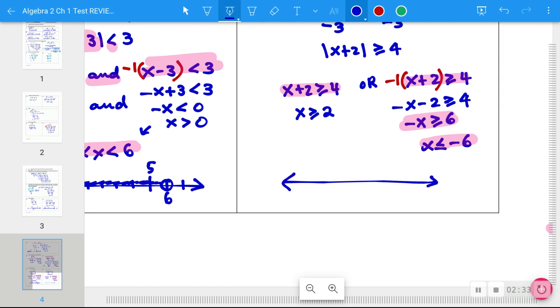We're just going to graph the numbers that are bigger than 2 or smaller than -6. So I'll put 0 there and go 1, 2, 3. We want to be bigger than or equal to 2. And smaller than or equal to -6. And there you have it. You have an OR graph. The OR graphs, they go in opposite directions like that. I sometimes call them split graphs.